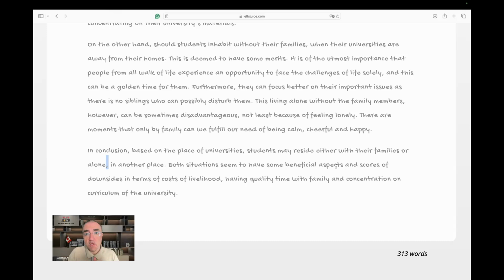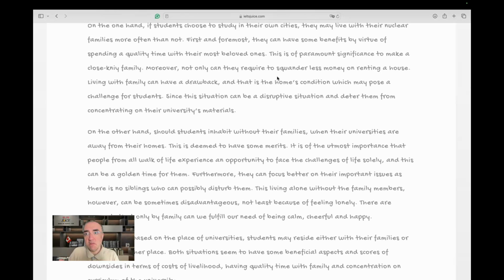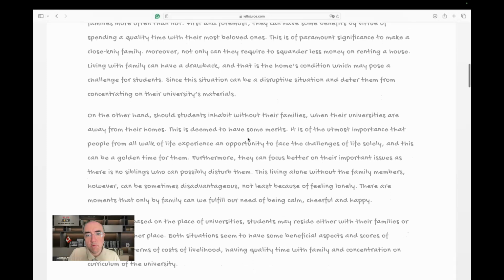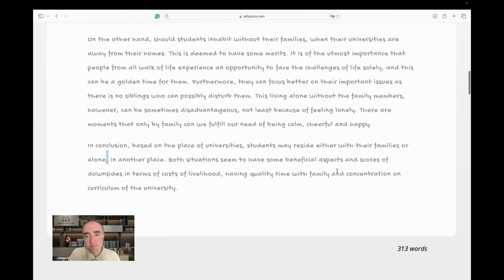Scores of downsides. We only had mentioned one downside for this paragraph. And the previous one, there were a couple, I guess. That's it. So there are only two here and one here. I mean, the choice of words here is not very helpful.